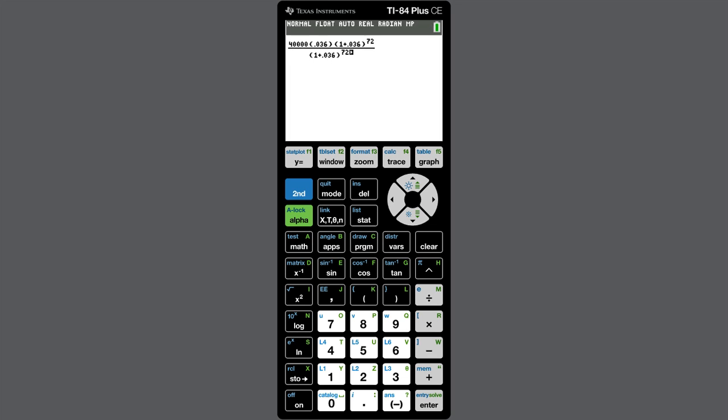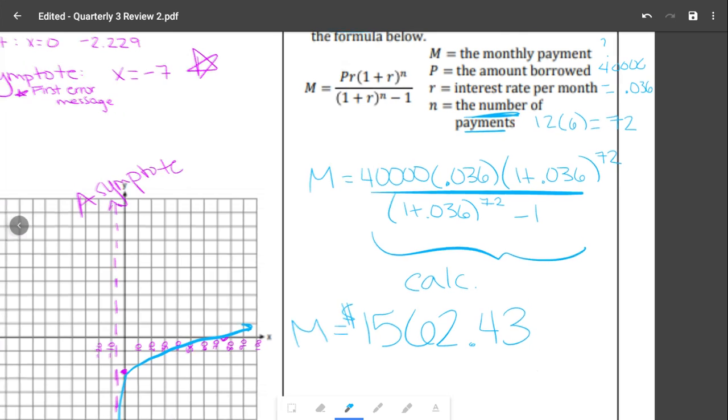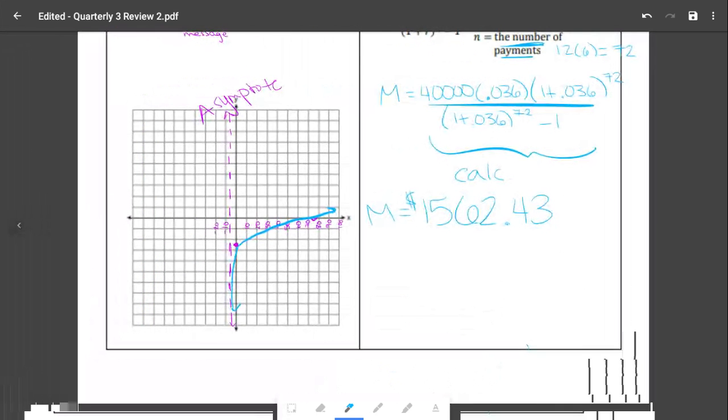To the 72 minus 1. You don't have to worry about any extra parentheses or anything. You could just type it right in, and there is your answer. It says round to the nearest cent, so 2 decimal places. So you should get $1,562.43. So there is review 2.